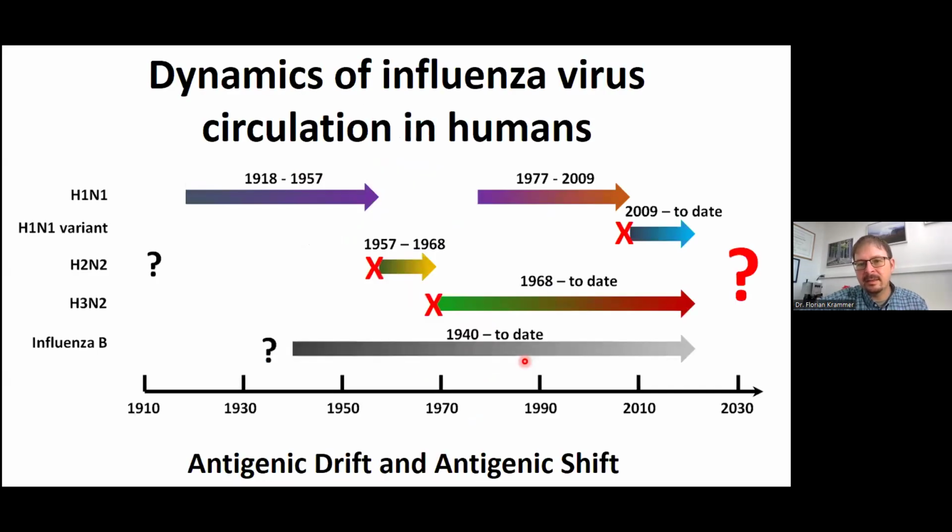And in fact, the pandemic of 1957 was caused by one of these reassortants. The 68 pandemic was caused by a reassortant, and the 2009 pandemic was also caused by a reassortant.